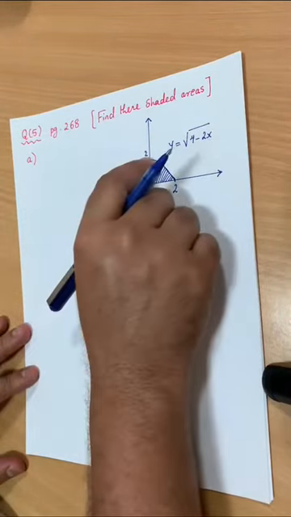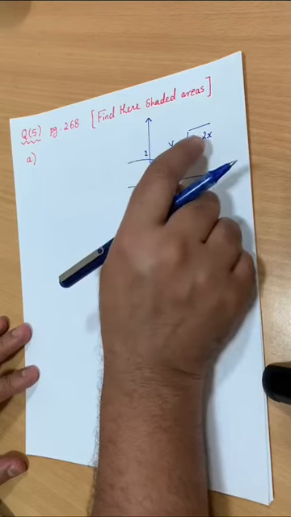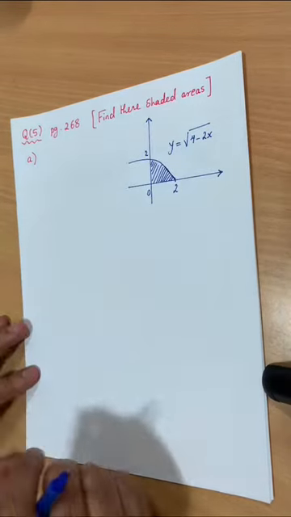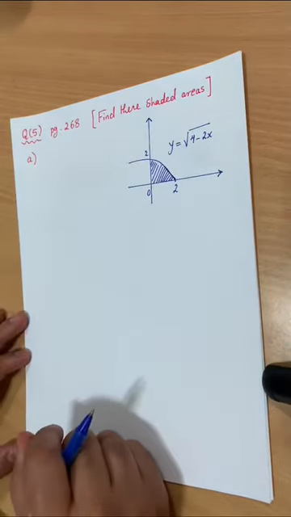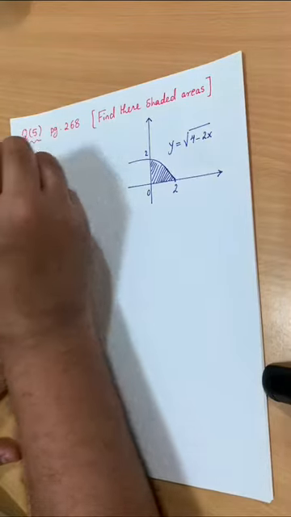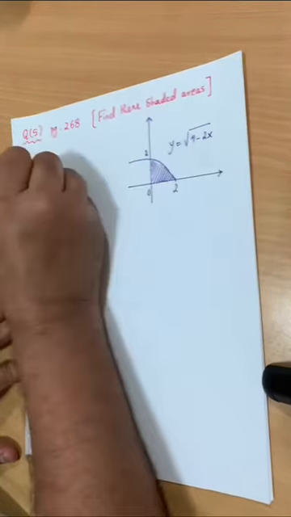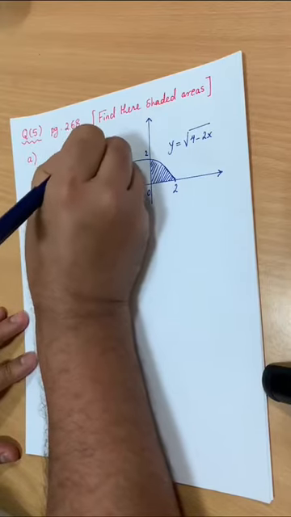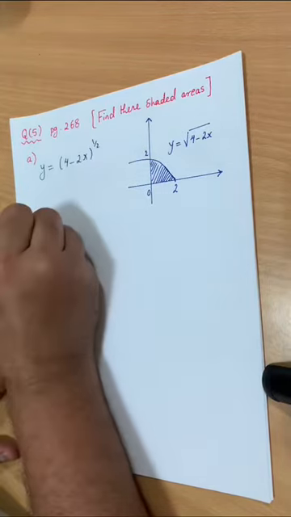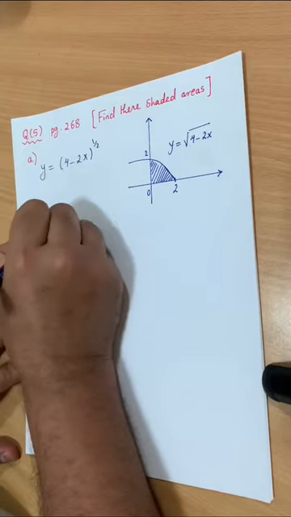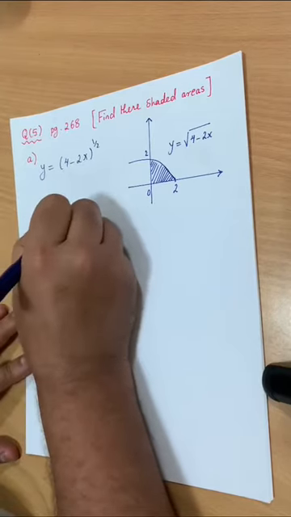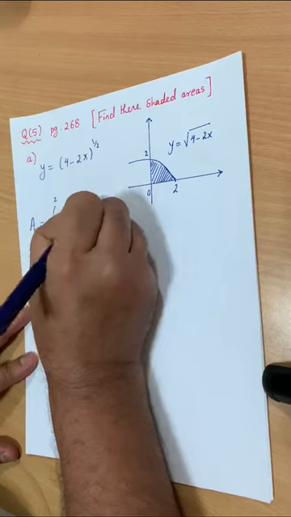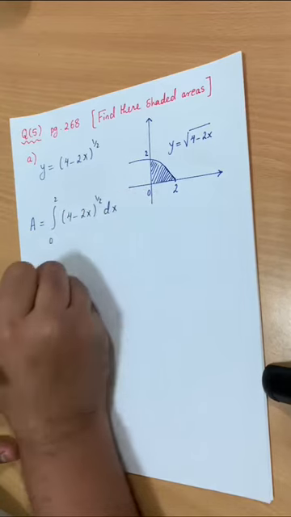But if you want to do it with respect to y, you have to change the subject, which is not required. So y is equal to (4 minus 2x) to the power of half. Now let's do the area. Area is the integration from 0 to 2 of (4 minus 2x) to the power of half dx.